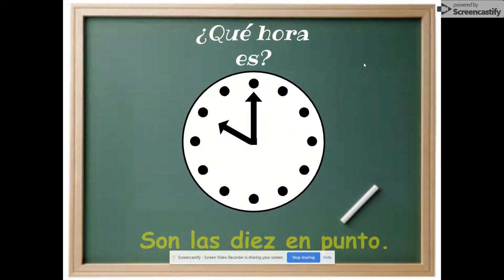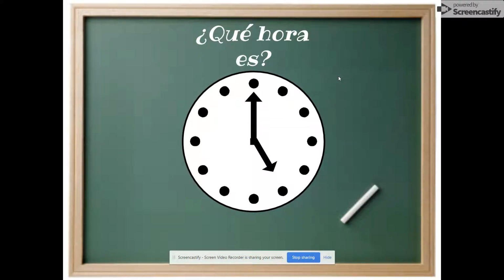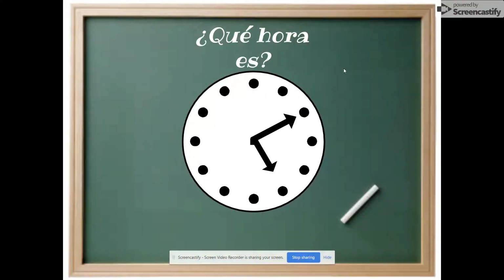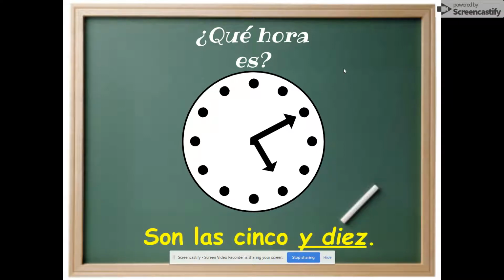These are examples. So here we're going to say son las 10 en punto, 10 o'clock. ¿Qué hora es? Son las 5 en punto. It is 5 o'clock. ¿Qué hora es? Son las 5:10 because the hand of the minutes in the clock is in the right side. So we are going to use y.